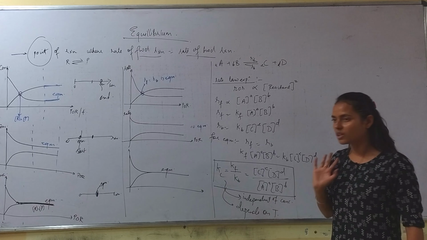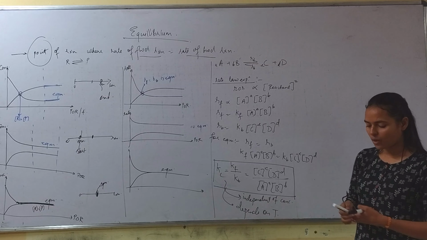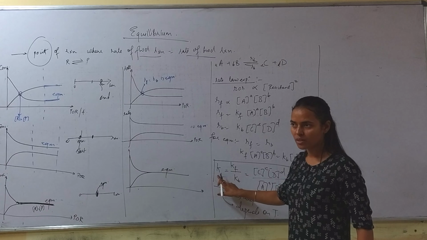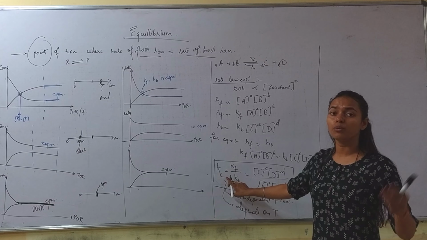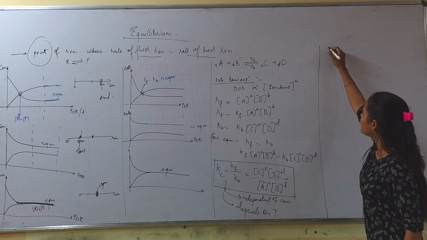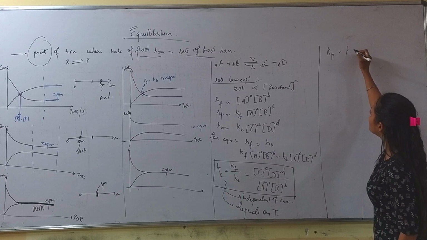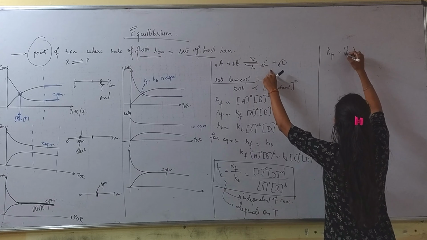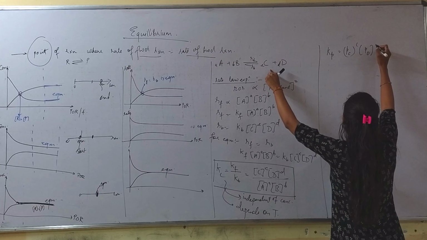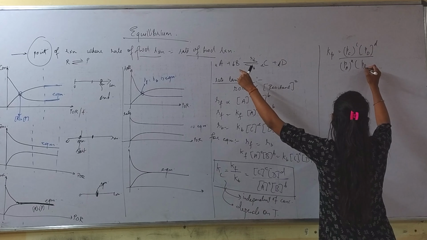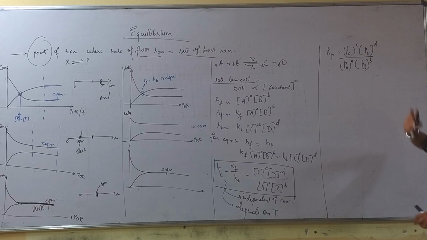Okay, it only depends on temperature. That is important to study. Now, if we study the K value, not with respect to concentration, but with respect to pressure, then it becomes Kp rather than Kc. Now, this Kp is the pressure of product upon the reactant, raised to the power of the stoichiometric coefficient.